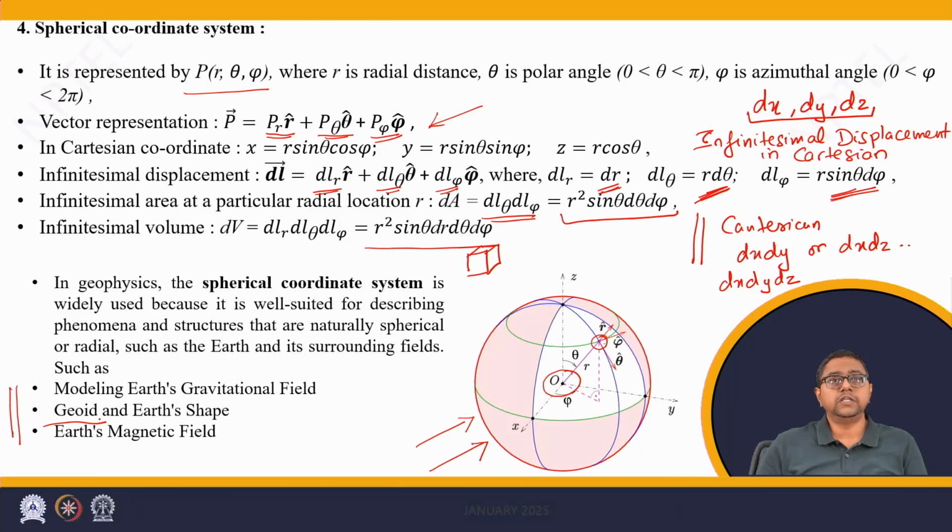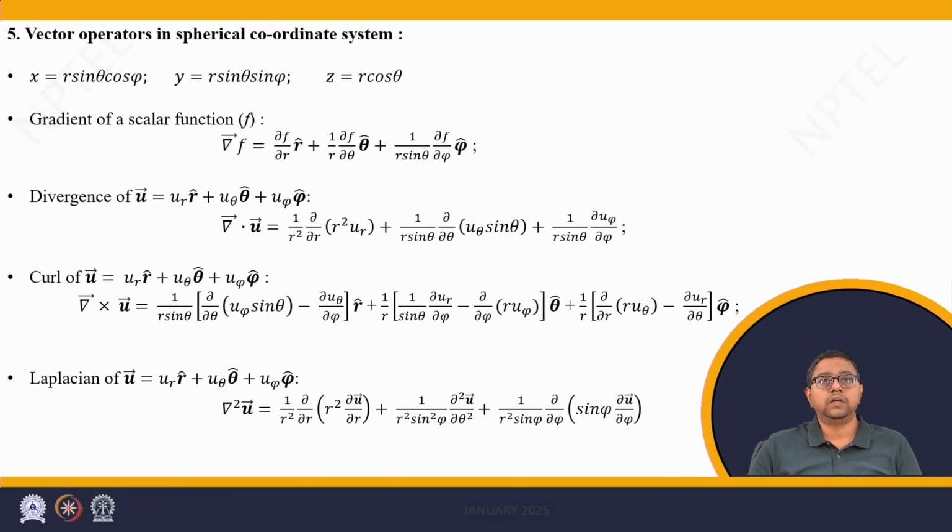A related structure is the geoid and the shape of the Earth. Also, the Earth's magnetic field is described using the spherical coordinate systems rather than Cartesian coordinate systems. We will be looking into more details of each of these geophysical aspects in upcoming lectures. Now we will go through the vector operations in spherical coordinate system.